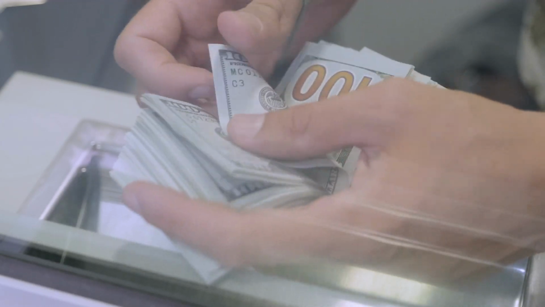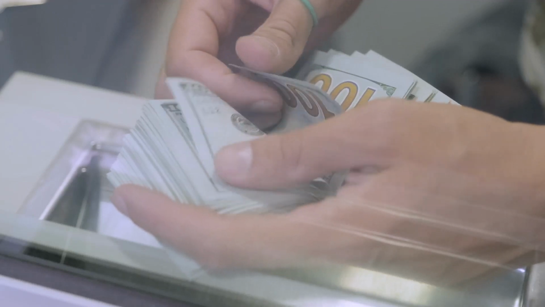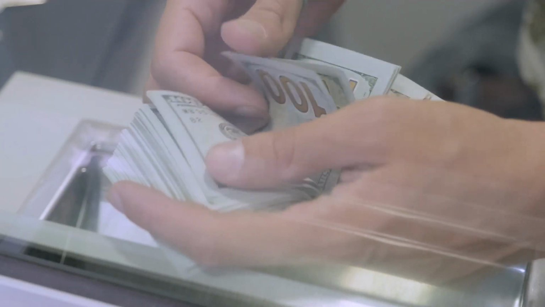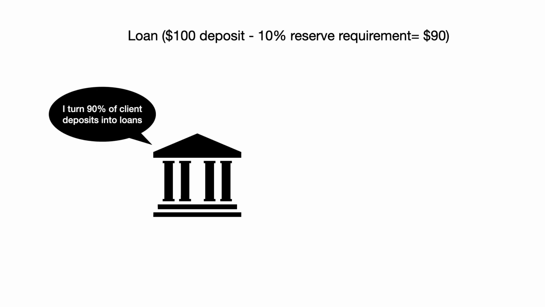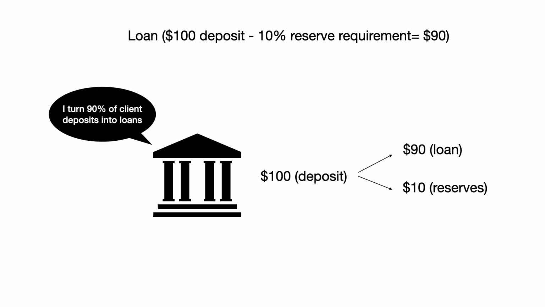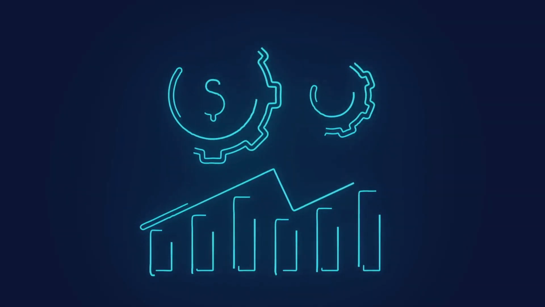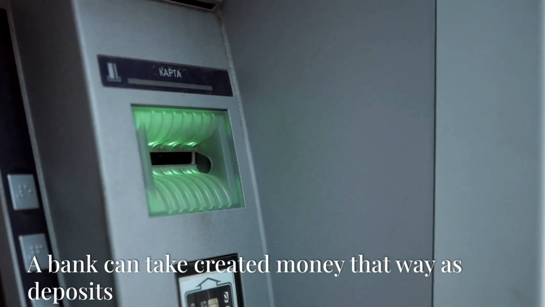Fractional reserve banking means that banks are required to keep only a fraction of their deposits in reserve, while the rest can be lent out. For example, if the reserve requirement is 10%, the bank can lend out 90% of your deposit. This creates new money in the economy. However, the quantity of money increases by more than 90%.